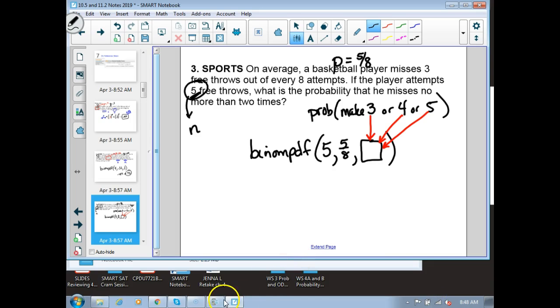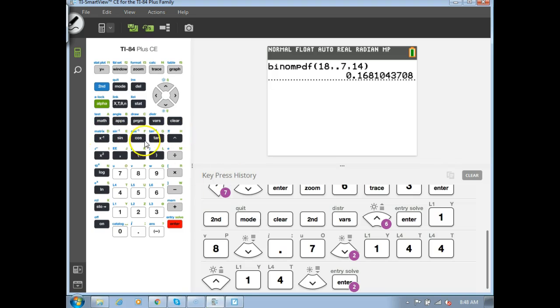But here's what I would like you to consider on your calculator. You don't have to pull up the binomial PDF every time, right? You can just pull up the previous entry using your history. I wouldn't do this one necessarily because I'd have to overtype it, but rather than retyping the whole thing every time, if you're just changing the last number, just do that.